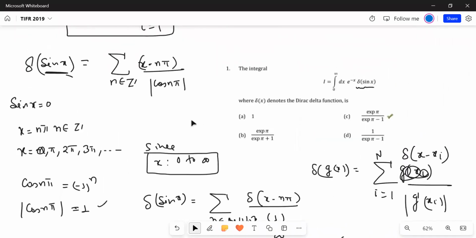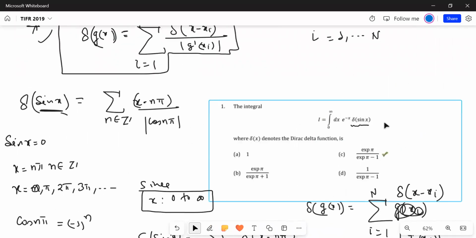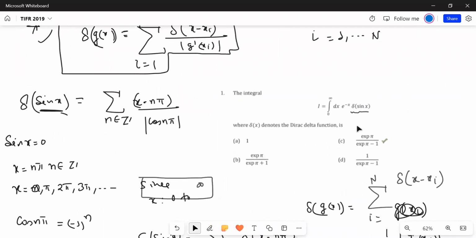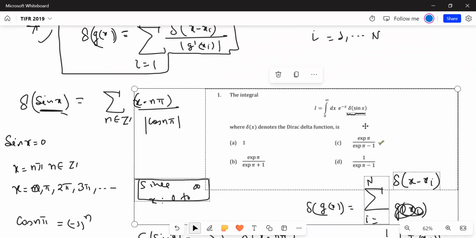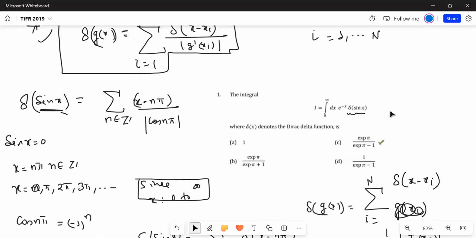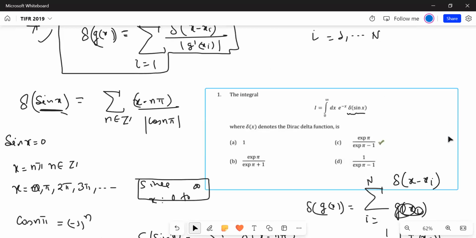So basically, these are very easy questions, and you should try to solve a few of them. Similar questions have been asked in JEST examination, NET examination. So I hope I've been able to tell you in brief the concept and the question.